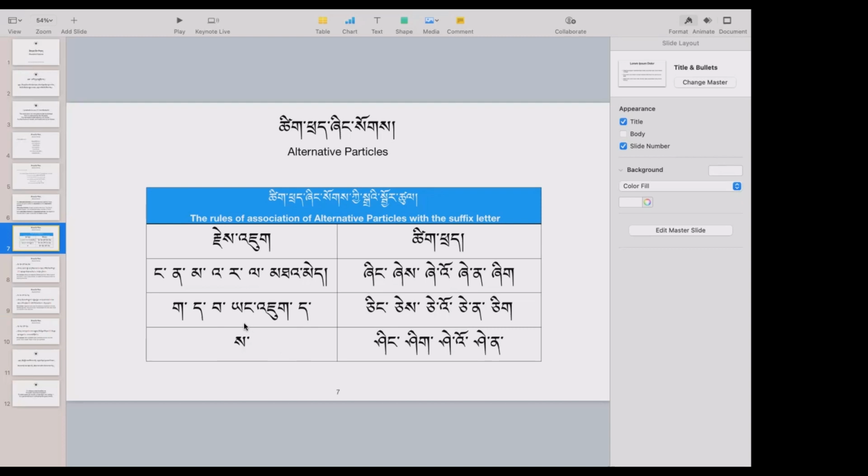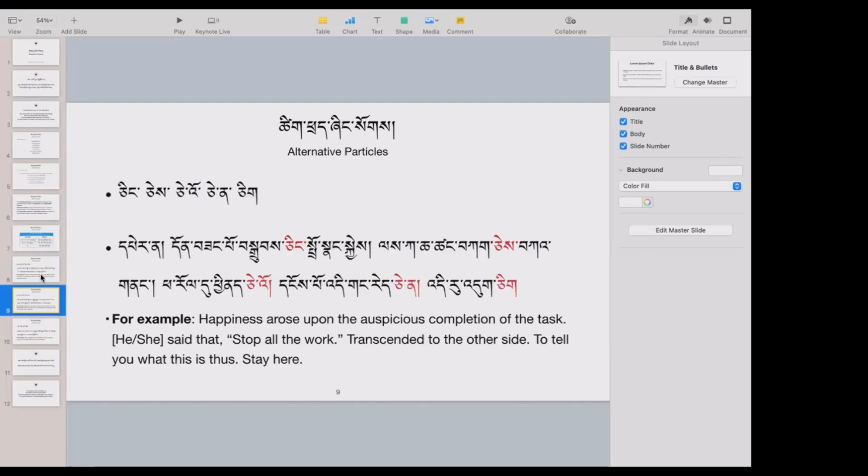When a name or word has the suffix letter sa, except for the particle she, which does not exist, it will be followed by xing, xik, xiu, shena. And so these are the rules of association of alternative particles on the basis of suffix letter, as you have also seen from these examples.